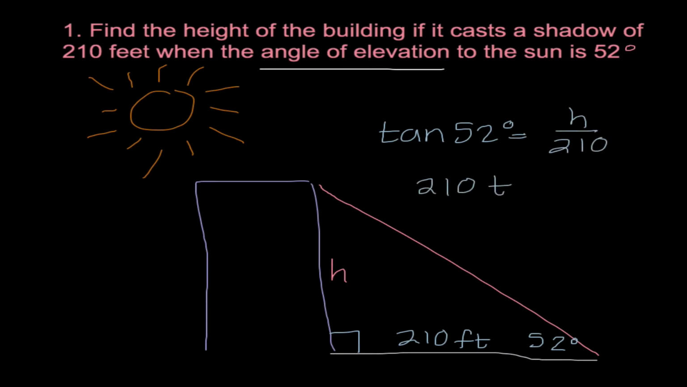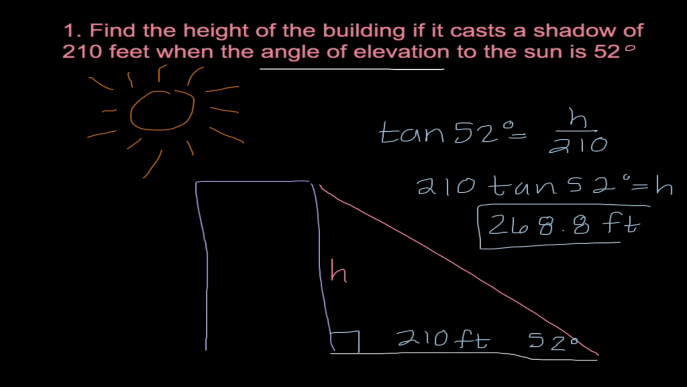So I'm going to multiply both sides by 210. And when I put that into my calculator here, I end up getting 268.8 feet. So we are always going to round to the nearest tenth.